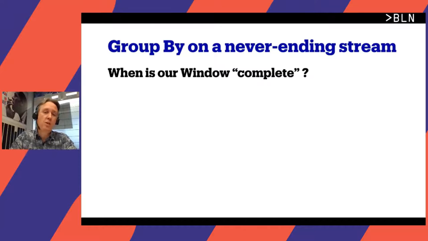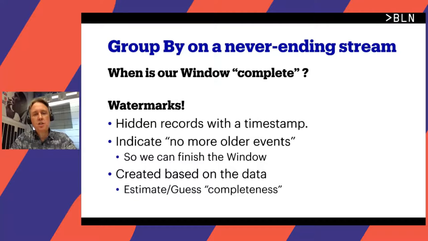So when is a window complete? The construct they use is called watermarks. These are special records in the data stream that are hidden from the application, but are there for the framework to react on. So a window sees them, but the application code doesn't. And they simply indicate that there will be no more older events. So if you see them, you can respond by shipping out the window. And it's common to base them on the data, which gives you an estimate or a guess of completeness. There are situations where you guess wrong. I'm not going to go into those situations in this talk.